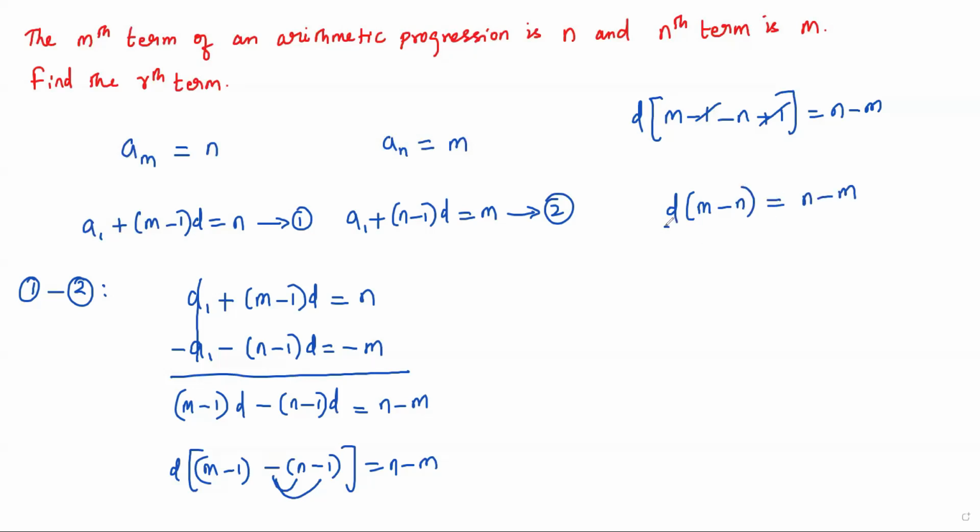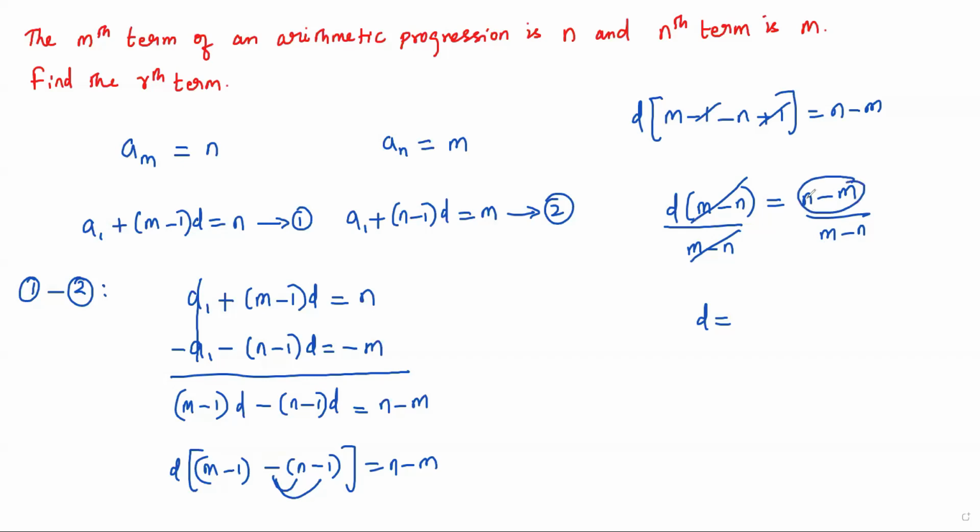So my aim is to solve for d. So I divide both sides by m minus n. So this m minus n will cancel out. I get d equals, so here n minus m over m minus n. So if I get the same m minus n in the numerator, I'll be able to simplify. So I have m minus n in the denominator. I need to have the same m minus n in the numerator also.